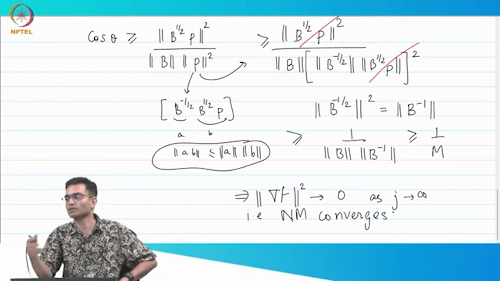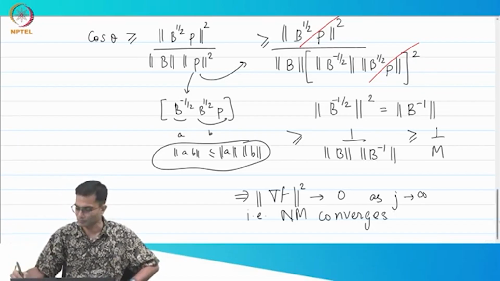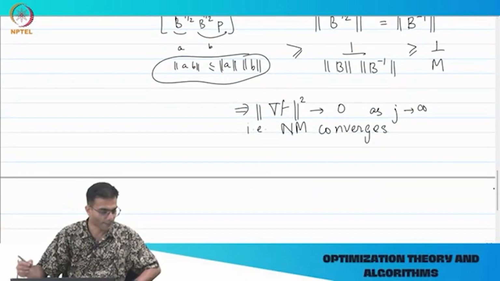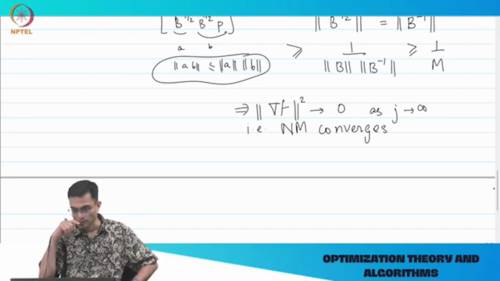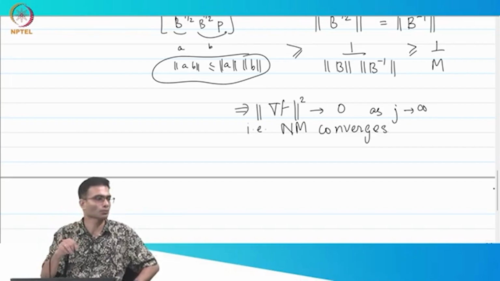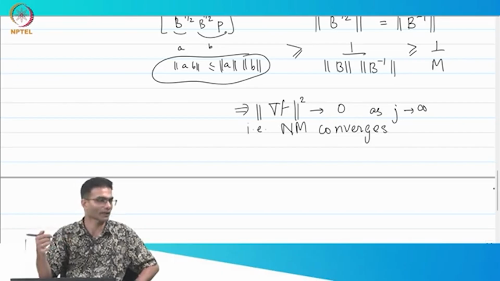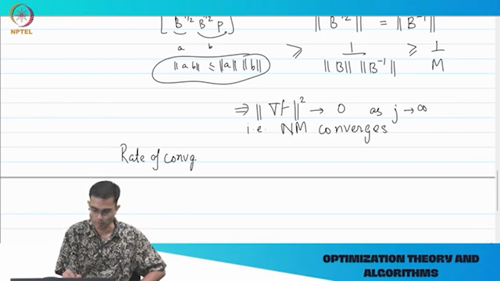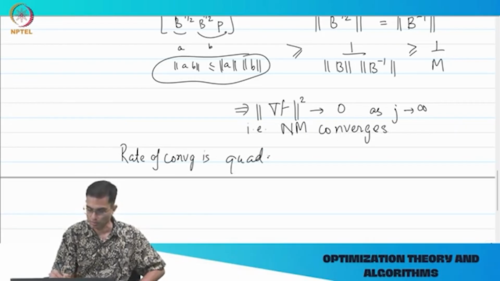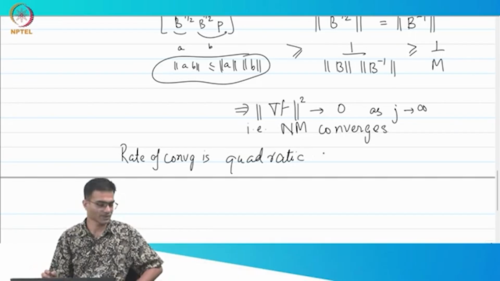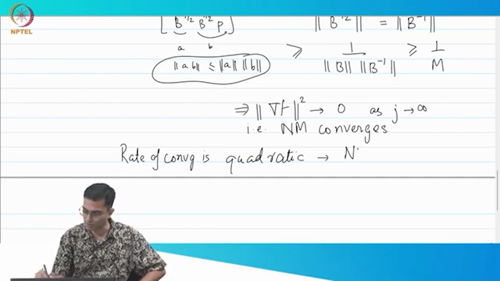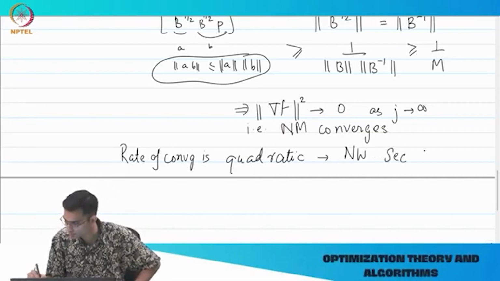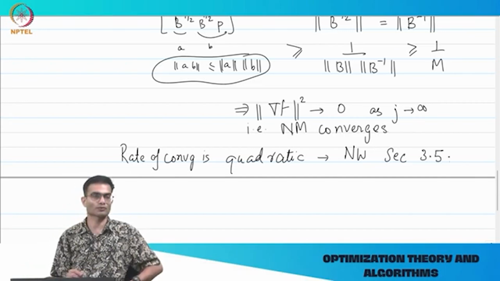Again, practitioners almost don't care about this, because they care more about the rate at which convergence happens. Okay. So I'm going to state without proof that the rate of convergence is quadratic. This is in Nocedal and Wright. Look at section 3.5 where they have a proof for this. Okay.